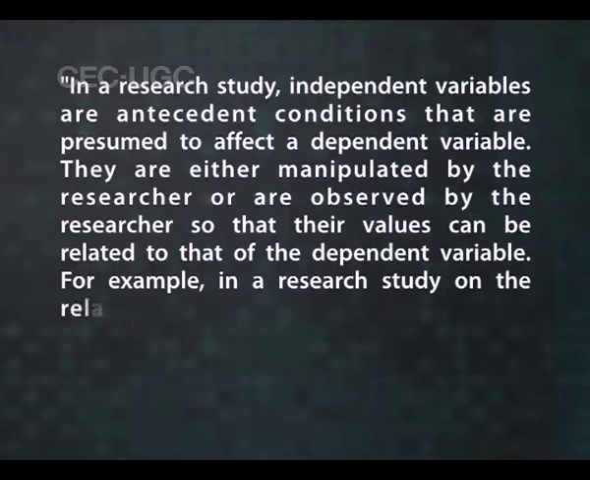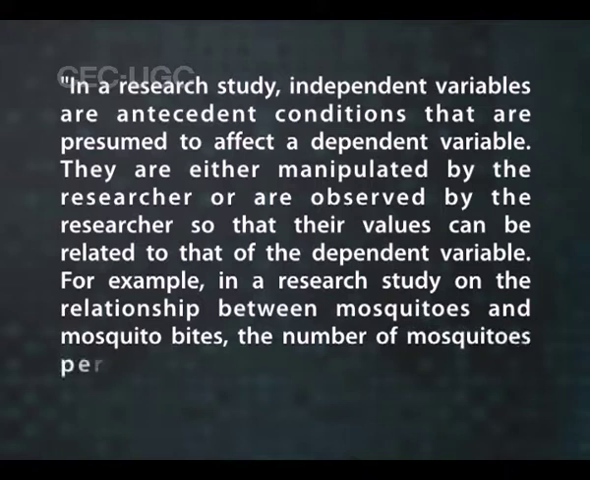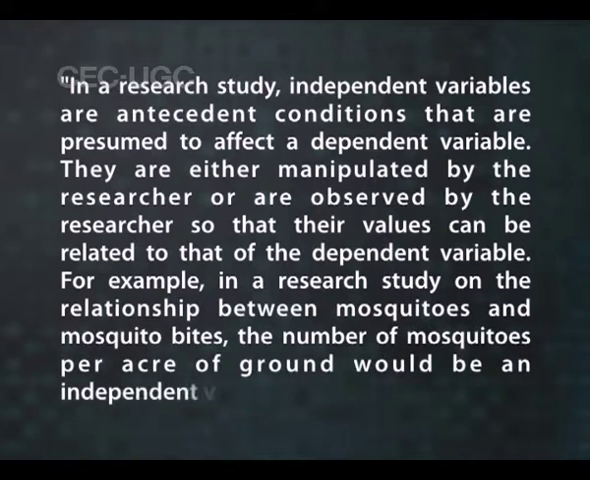For example, in a research study on the relationship between mosquitoes and mosquito bites, the number of mosquitoes per acre of ground would be an independent variable. Dependent variables act as the effect in that they change as a result of being influenced by an independent variable. That factor which is observed and measured to determine the effect of the independent variable, that is, the factor that appears, disappears or varies as the experimenter introduces, removes or varies the independent variable.